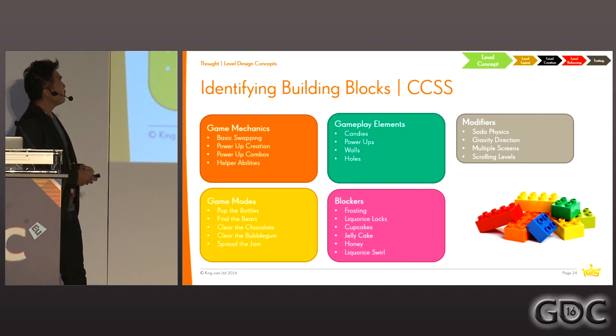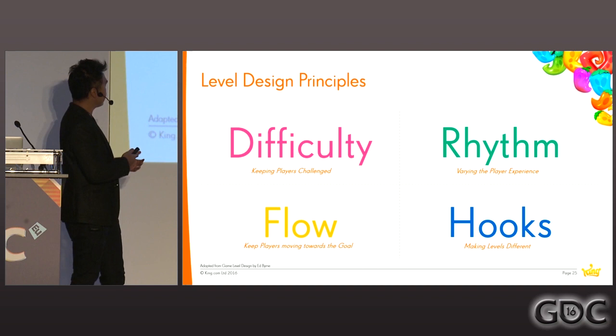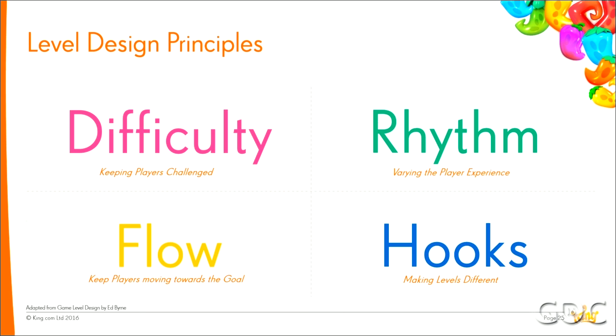So, once you know your game, and once you've broken it down into the different elements, the next step is to build levels. And when we're talking about levels, these are four concepts that I adapted from this book called Game Level Design by Ed Byrne. The first one is difficulty, how to keep players challenged in the level. Rhythm, how to vary the player experience across the game. Flow, how to keep players moving towards the goal. And hooks, how to make one level different from the other.